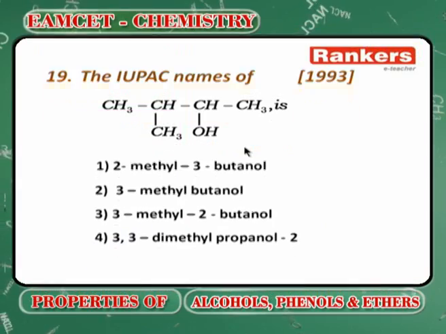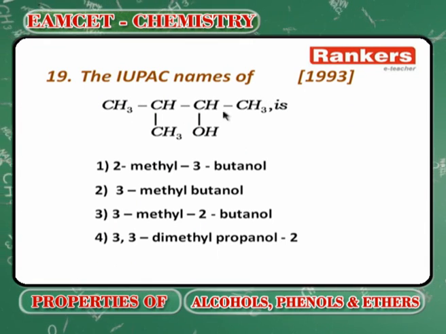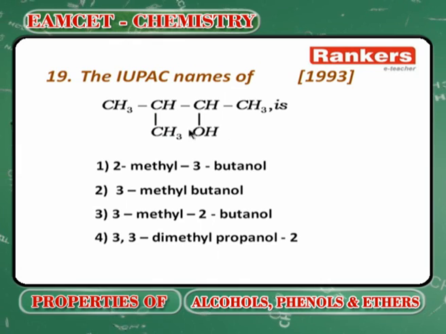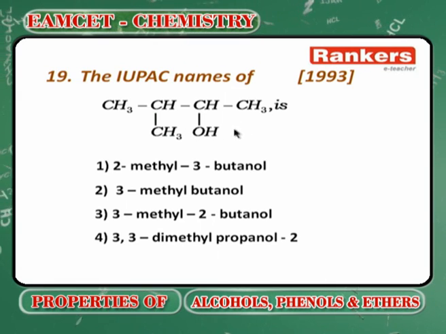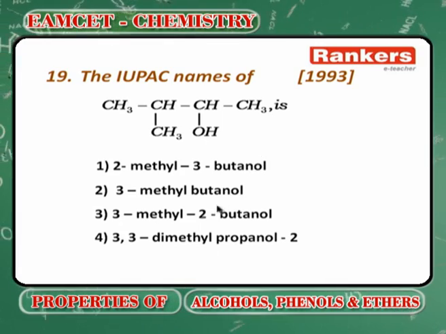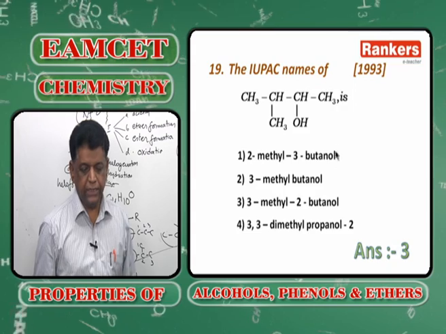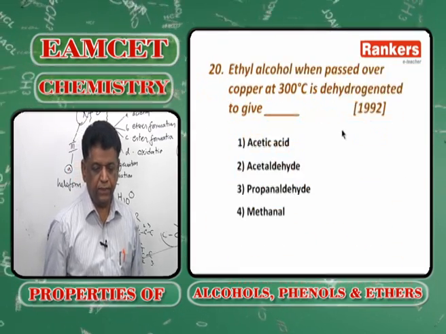Next, the IUPAC nomenclature of this one: it is a butanol containing 2-hydroxy, with numbering from the hydroxy end, therefore the methyl will become 3. 3-methyl 2-butanol is the right answer, answer 3. Yes. Next question, perhaps it is the last question.